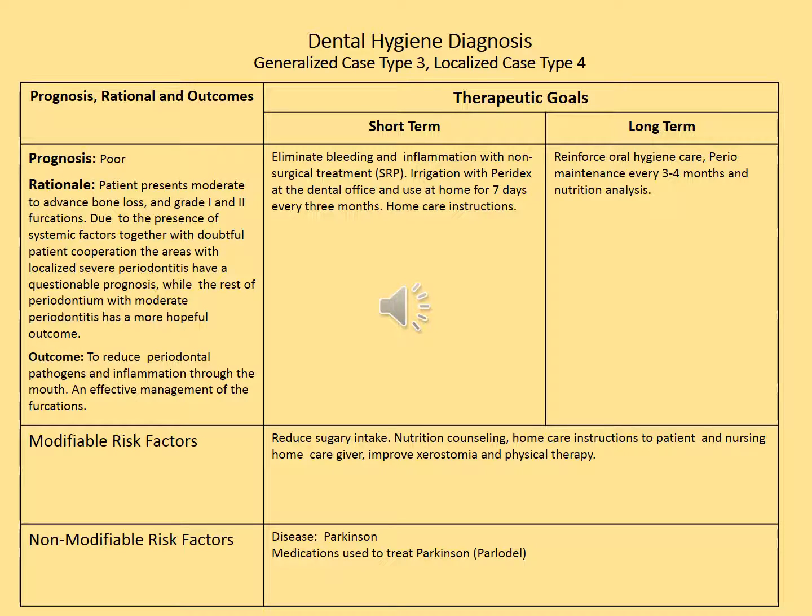The modifiable risk factors: reduce sugary intake, nutrition counseling, home care instructions to patient and nursing home caregiver, improve xerostomia and physical therapy. Non-modifiable risk factors: disease, Parkinson, and the medication used to treat Parkinson, for example, Parlodel.